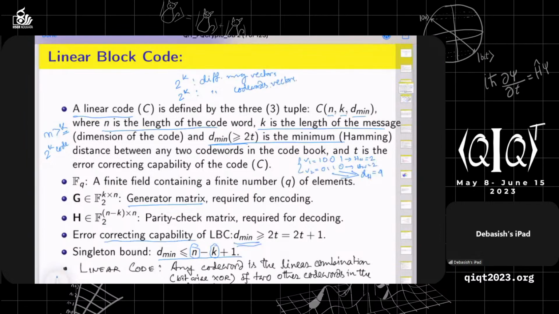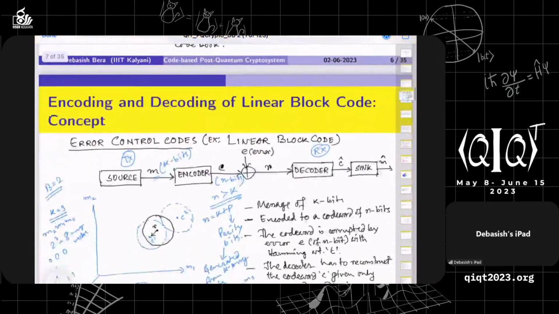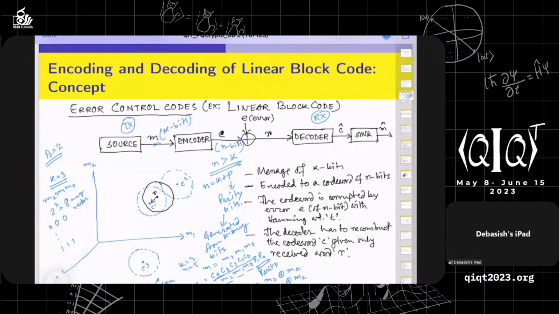Okay, so the last one is called the Singleton bound, because d_min will always be restricted by this n and k, and the error correcting capability t will be limited by this minimum Hamming distance.